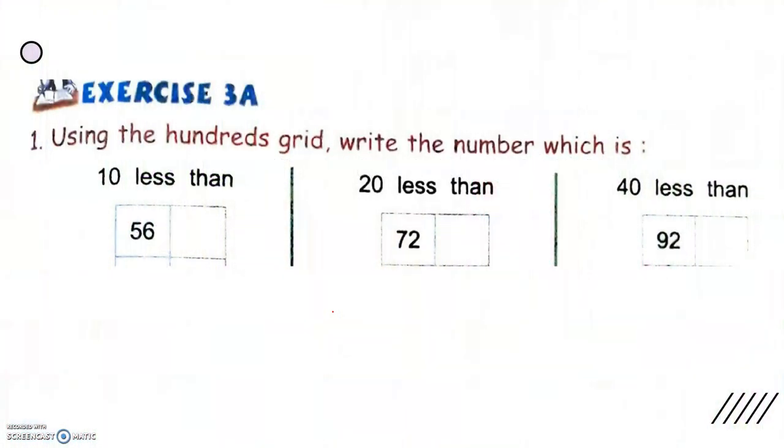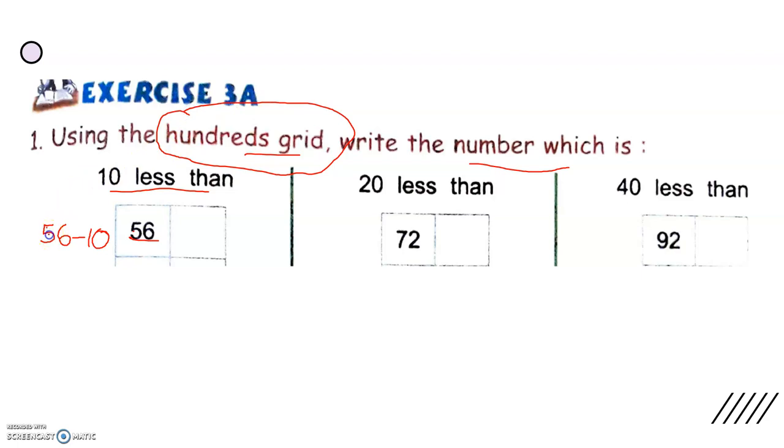Now we can do exercise 3a. Using the hundreds grid, write the number which is 10 less than 56. 10 less than 56 means you have to take away 10 from 56. That is 56 minus 10. We have to use the hundreds grid for the subtraction.